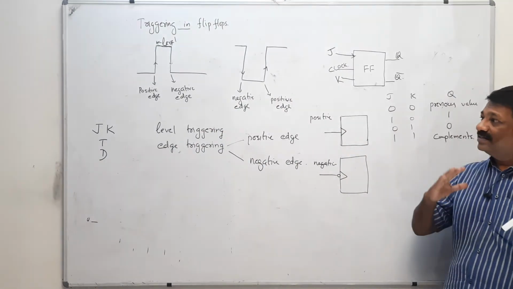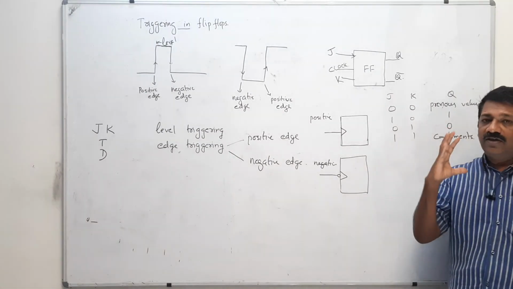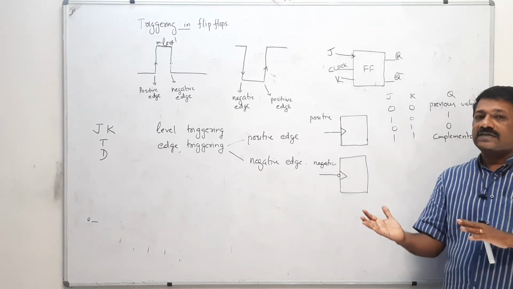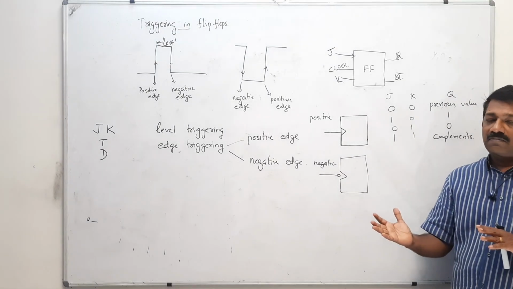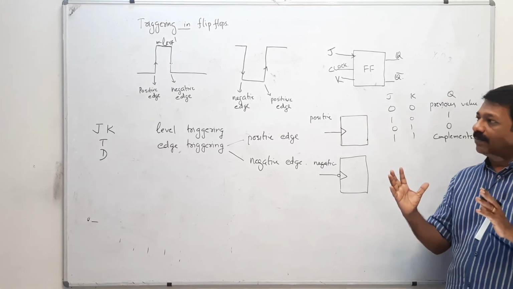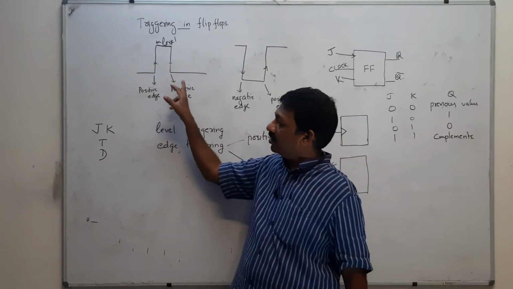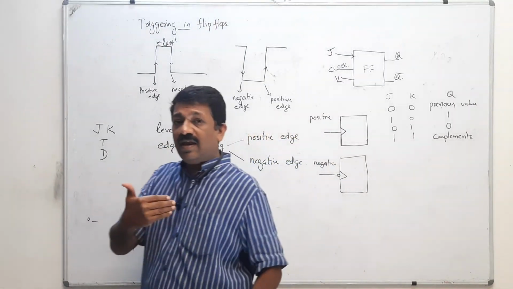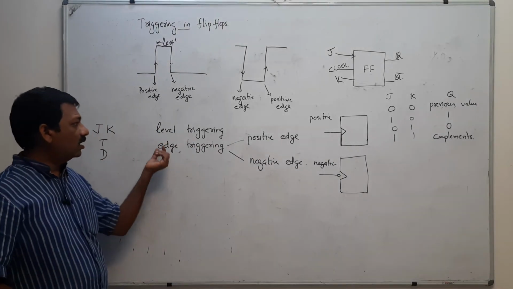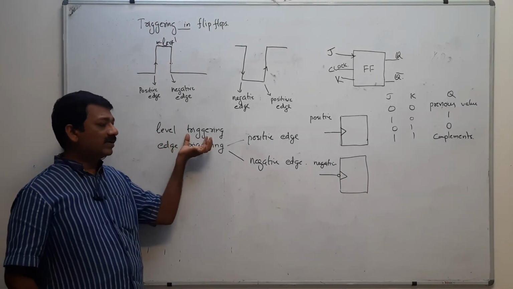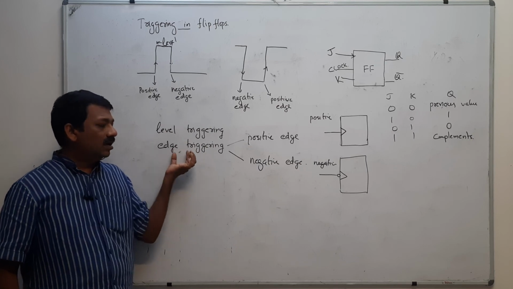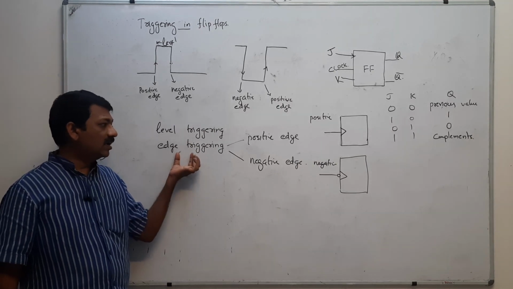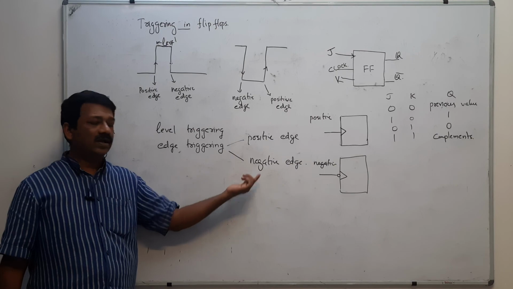That means depending on the value of J and K, or depending on T values, some change has to happen for the memory element, and that change will happen either during the positive edge, or during the negative edge, or during the level. And depending on when that change happens, that is called triggering. We have level triggered as well as edge triggered flip flops. Edge triggering can be either on the positive edge or the negative edge.